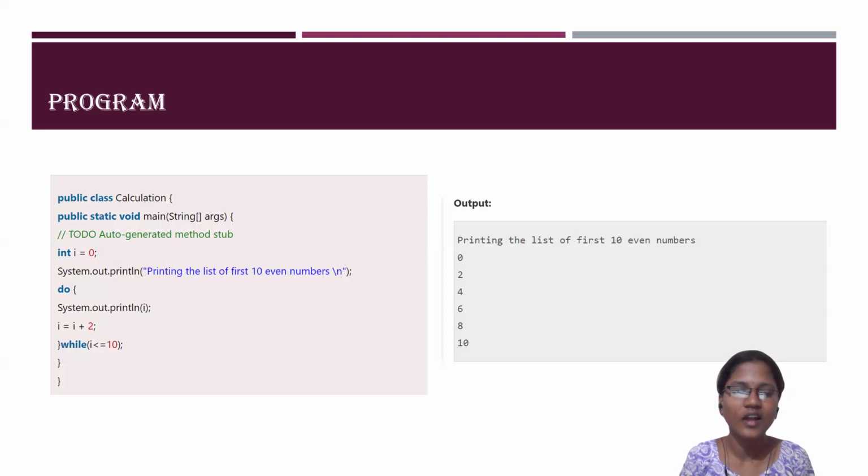As it is an exit control loop, it will come from here, and if the condition i less than or equal to 10 holds, then it will print the i value, and it will increment the value by 2, and it will print the list of first 10 even numbers like 0, 2, 4, 6, until the i value is less than or equal to 10.